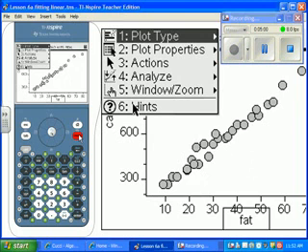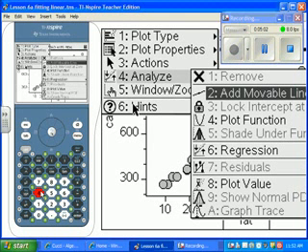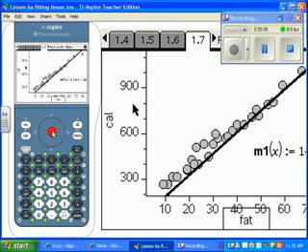Okay, so what we're going to do is we're going to go to menu, we're going to go down to analyze. The first option it gives you is add movable line. I want you to click on that. Did it put a line on everybody's scatter plot? Yeah. Okay, now I want you to shift this line around until it looks like you're close to every single point, or you have the same number above the line as you do below the line.